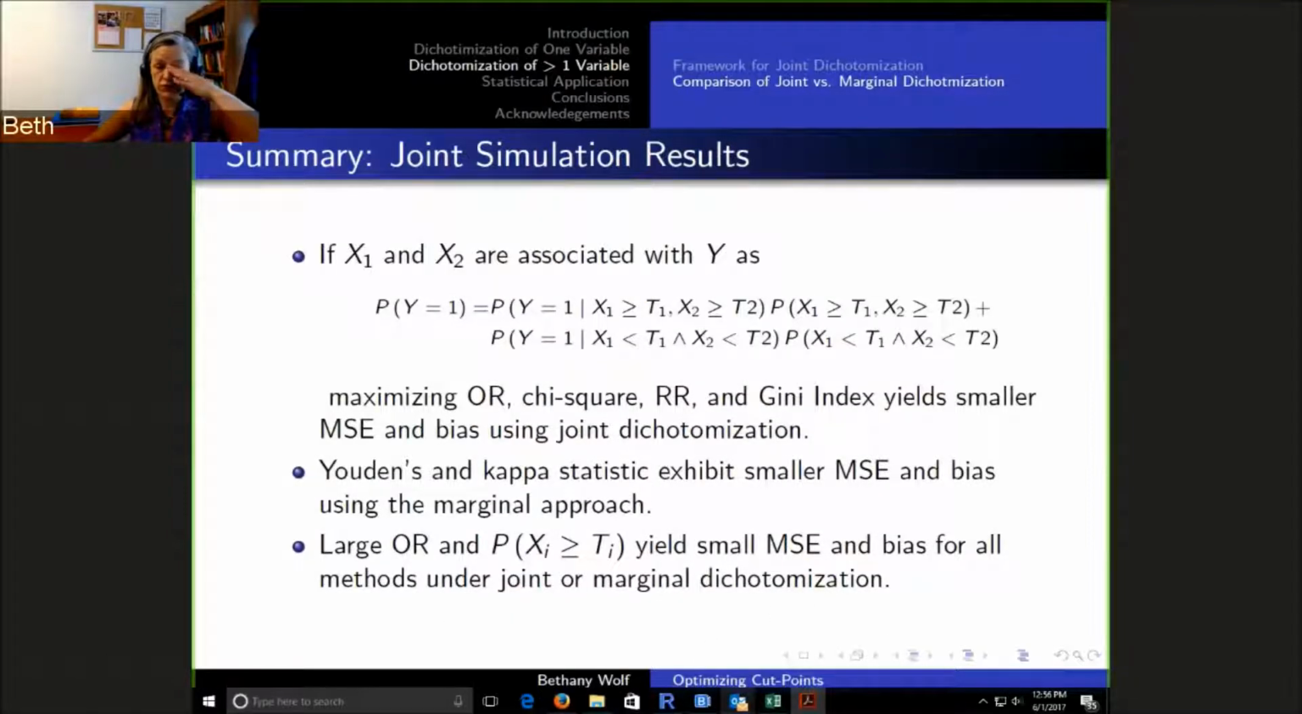Okay, so in summary of those results, if x1 and x2 are associated with y through their relationship shown there, so basically, again, that's that region, you have to both be above T1 and T2 to have increased risk of disease. Maximizing the odds ratio, chi-square statistic, relative risk, and Gini index end up with smaller mean square error and bias using the joint dichotomization approach compared to the marginal dichotomization approach, while Youden's and kappa actually do better with the marginal approach. However, across most of the simulations, the odds ratio gives us the smallest mean square error and bias, and so for joint dichotomization, if I was trying to dichotomize two variables, it really presents the best choice, at least in simulations.